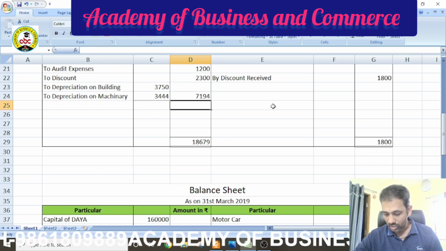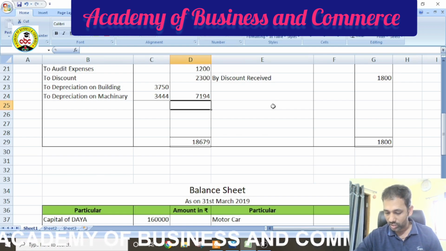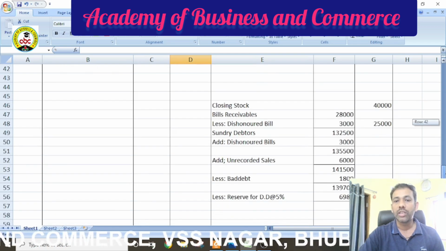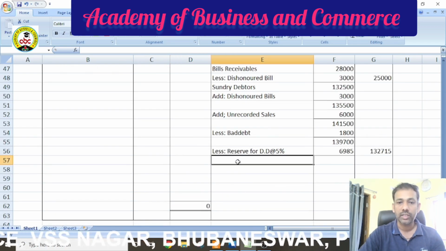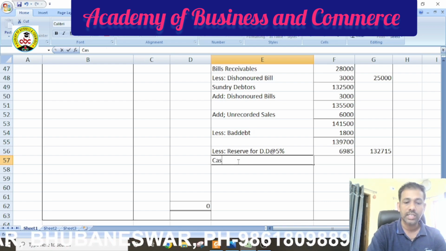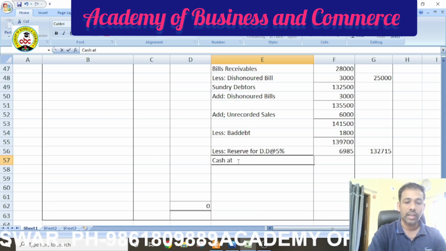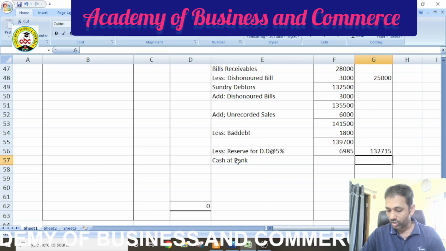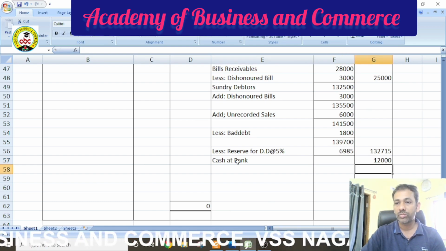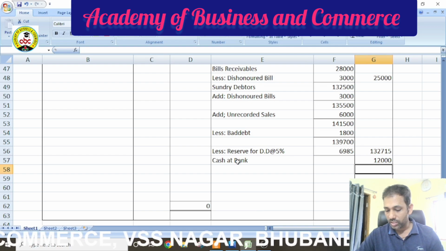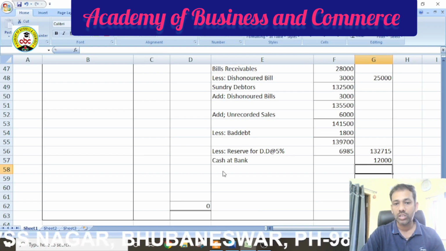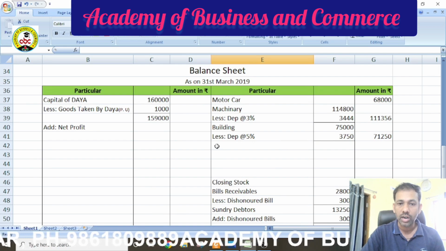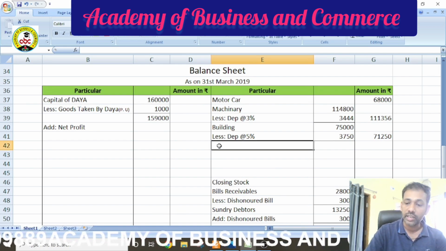Then next is cash at bank and 10% investment. Cash at bank is a balance sheet asset side item, so we have to take it in the balance sheet. The cash at bank amount is 12,000. And 10% investment is a non-current item, so you have to take it on the asset side.